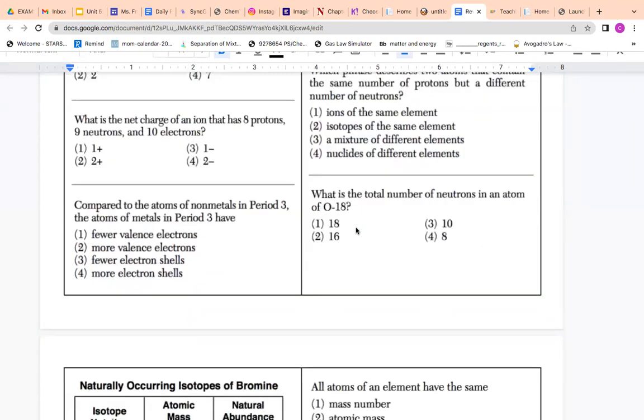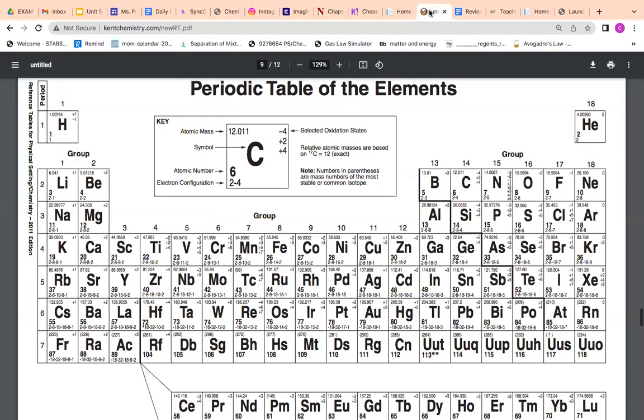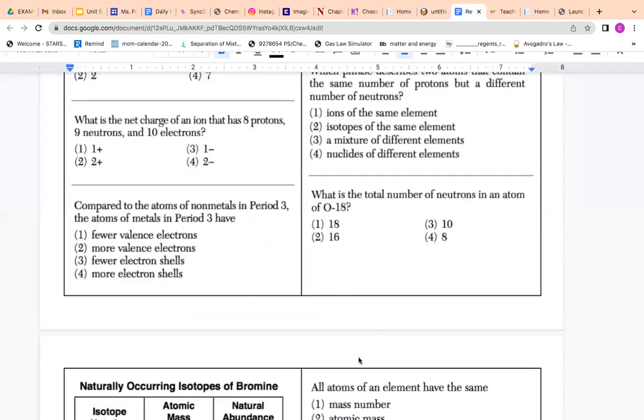All right, next one, last one for this page. What is the total number of neutrons in an atom of oxygen 18? So I'm going to rewrite this. Actually, first, before I do that, I'm going to go here. If you don't remember, that's fine. You have the periodic table at your disposal. So oxygen, no matter what type of isotope it is, is always going to have 8 protons. So let me go back and we can rewrite this.